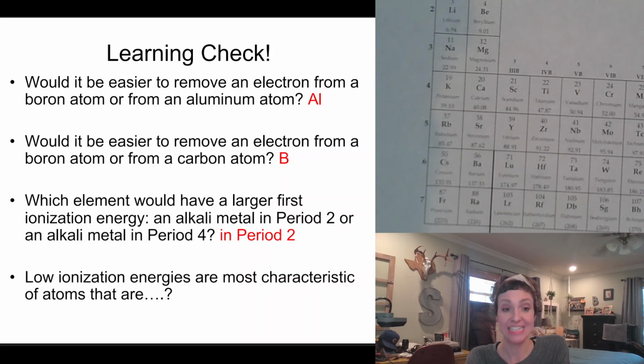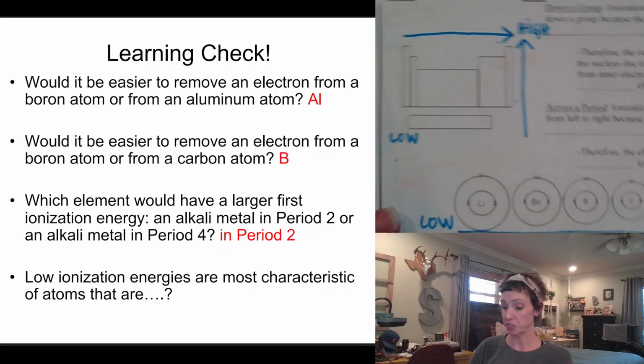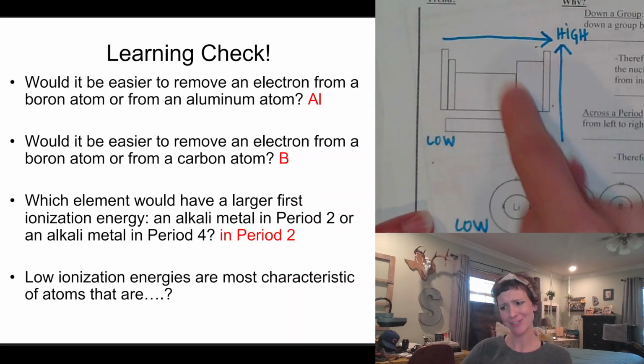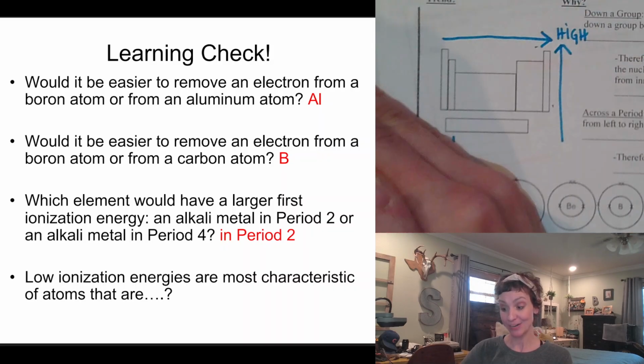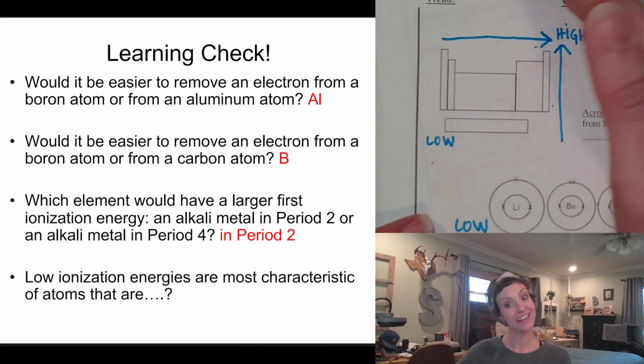All right, last question is, low ionization energies are most characteristic of atoms that are... Well, we know low ionization energies are towards this corner of the periodic table. We know I have a staircase here. The staircase is the dividing line between metals and non-metals.